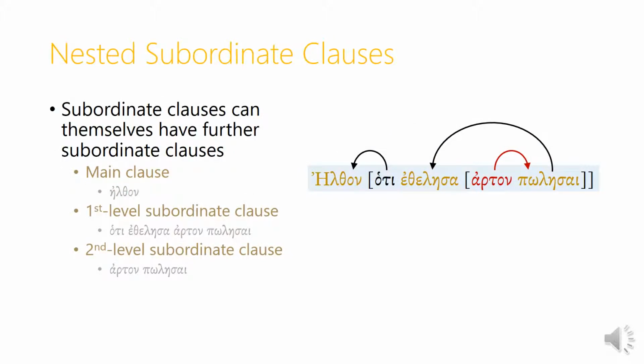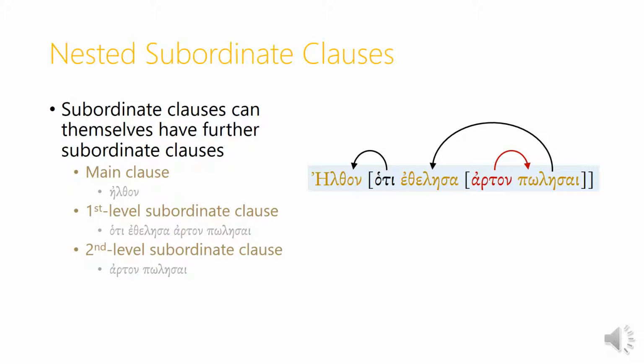Subordinate clauses can also be nested. That is, they can themselves have further subordinate clauses. So, for example, we can say, "Eilthon, Hoti athelesa, arton polesai." There are 3 clauses, and the Hoti clause is subordinate to Eilthon, but the infinitive clause, arton polesai, is subordinate to athelesa. So we're saying as a main clause, "I went."